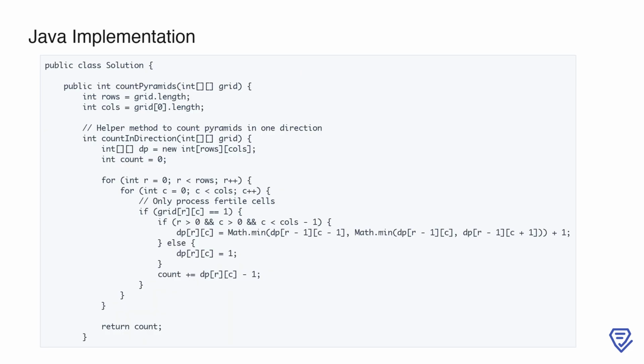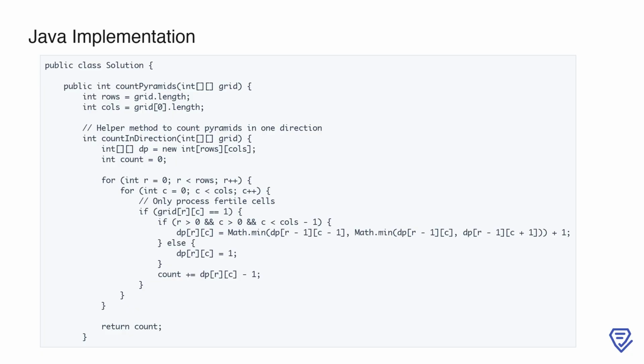Here, we start by defining the countPyramids method, which takes a 2D grid as input. This grid represents the land, where each cell is either fertile, indicated by a 1, or barren, indicated by a 0. First, we determine the number of rows and columns in the grid, as these dimensions will be critical for our calculations. Next, we define a helper method named countInDirection, which will calculate the number of pyramids in a single direction, either upward or downward.